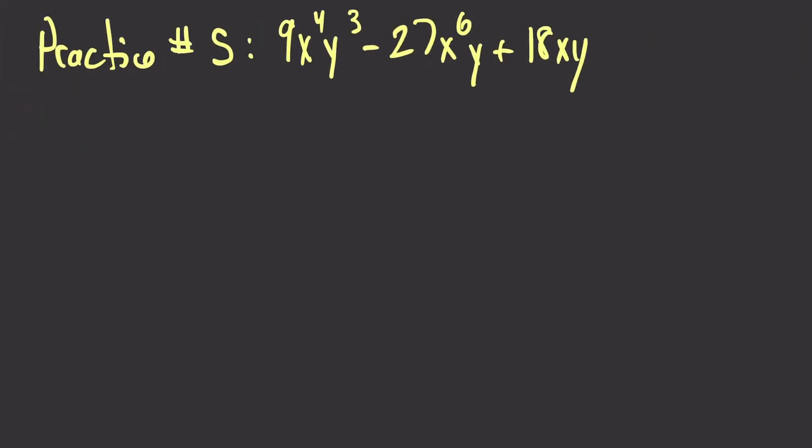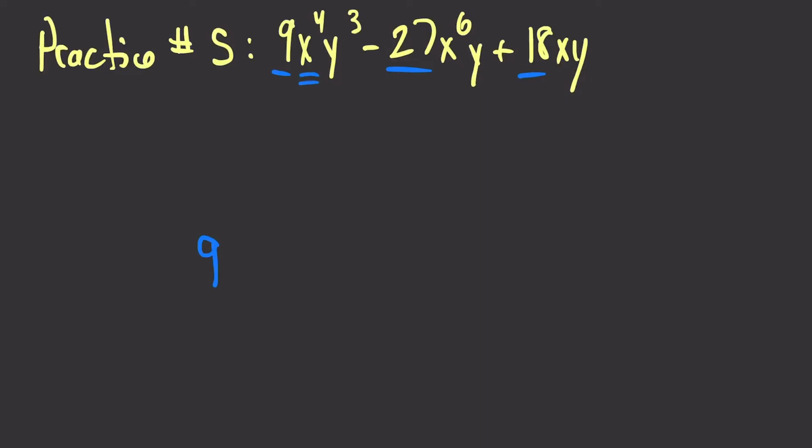And our last one. Okay, pause the video, try it on your own, and then come back. Okay, so this one here, a little bit more challenging. I've got a 9, a 27, and an 18. And one trick that I kind of like to do when the numbers get a little bit bigger is I always try to see if the smallest number goes into all the others. So in this case, the smallest number is 9. Does 9 go into 27? Yes, it does 3 times. Does it go into 18? Yes. So the GCF is going to be 9.